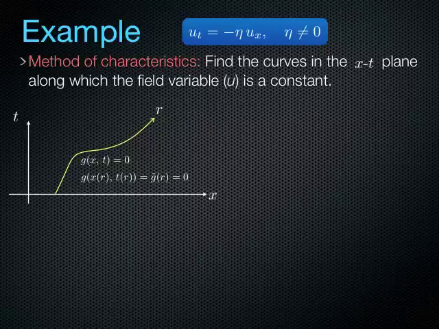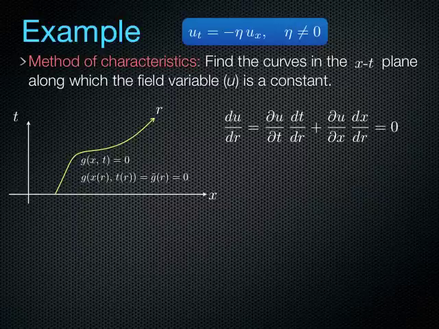So let's just start out with the first condition, which was the fact that the variation of u along this yellow curve was equal to 0. So that means that its total derivative, the total derivative of the field variable u with respect to r, must be equal to 0. And since u is a function of both x and t, we can use the chain rule and rewrite that expression as partial of u with respect to t and the derivative of t with respect to r plus the partial of u with respect to x and the derivative of x with respect to r.